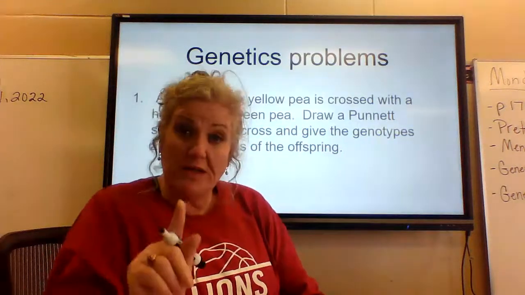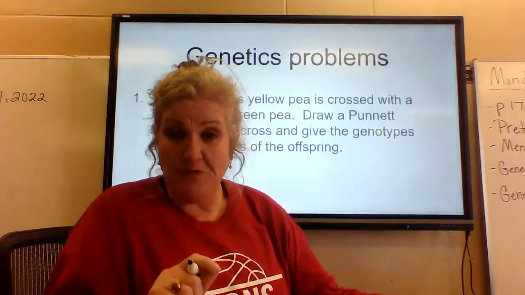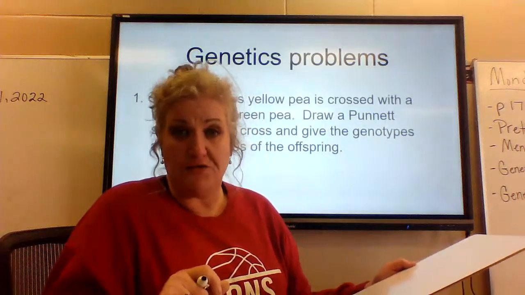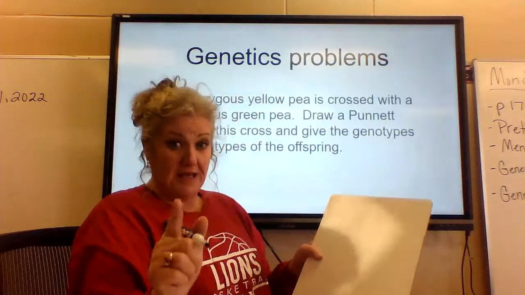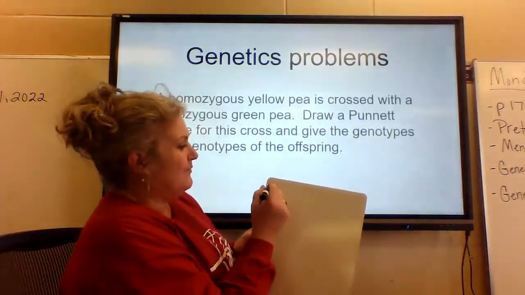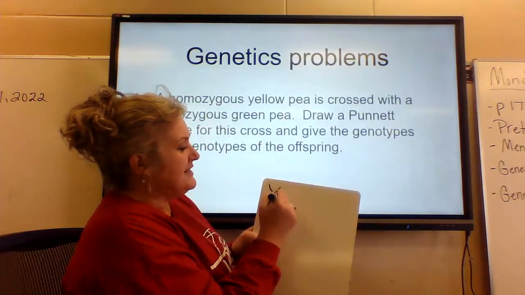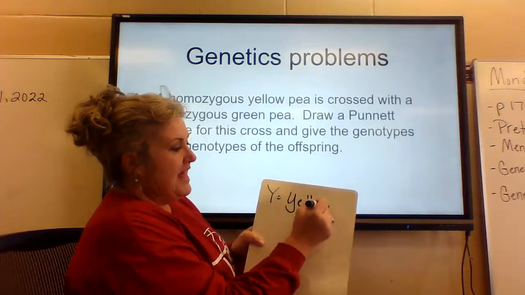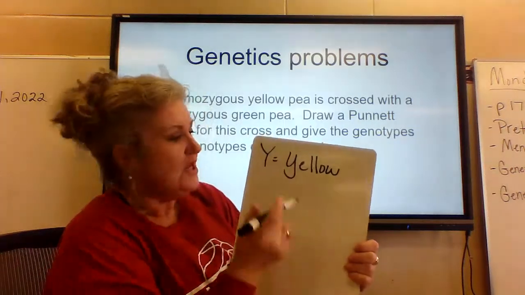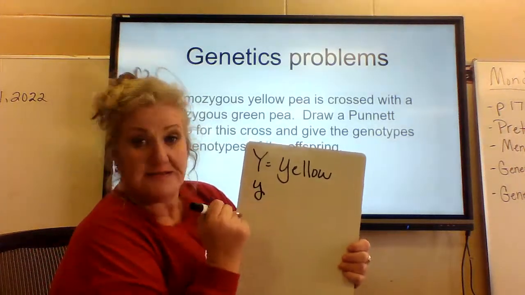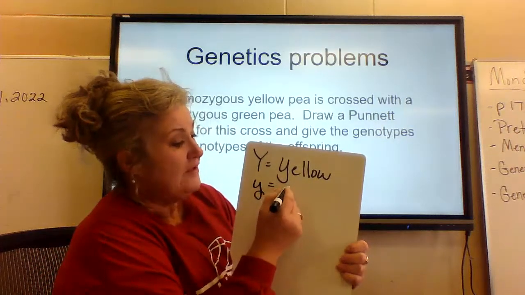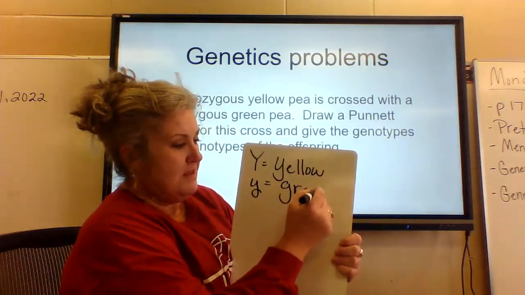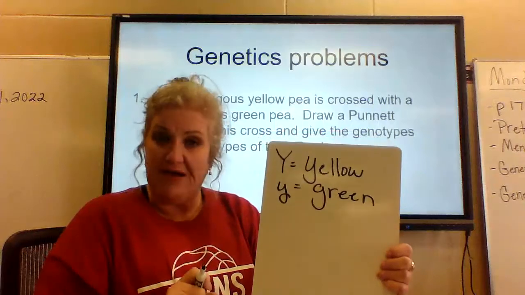Now, we use one letter for both. We use a capital for the dominant and a lowercase for the recessive. So we said yellow was dominant, so let's use a Y. Okay, so my capital Y, let's set that up first, is going to be yellow. Now, just so I don't get confused, I'm going to make my lowercase y like this, and that's going to be the green. Okay, so we've set our letters. Now we've got that done.